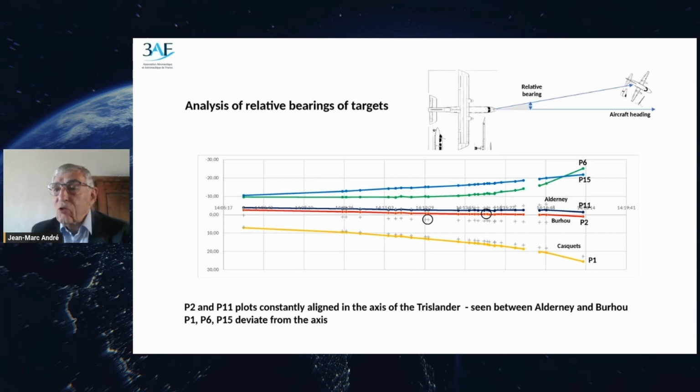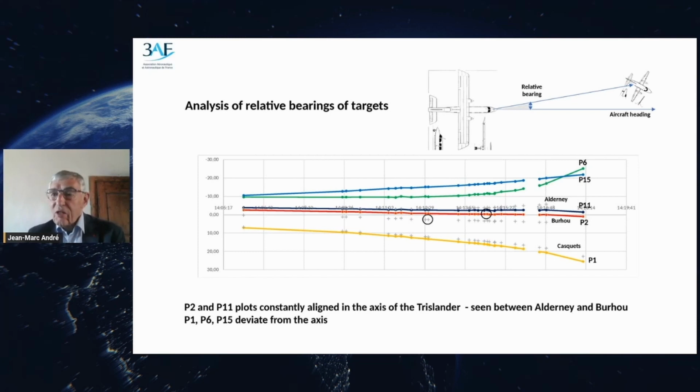We then proceeded to a more in-depth geometrical analysis by calculating the relative bearing of the track plots as seen from the Trislander during a UAP visual observation period. The relative bearing is the angle found between the longitudinal axis of the aircraft and the direction of the distant point.